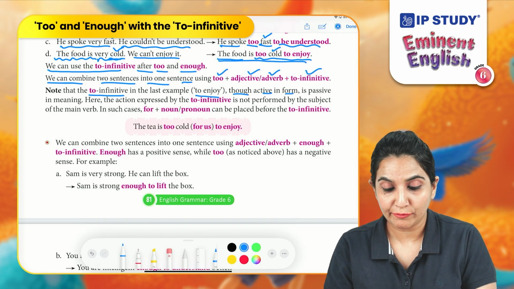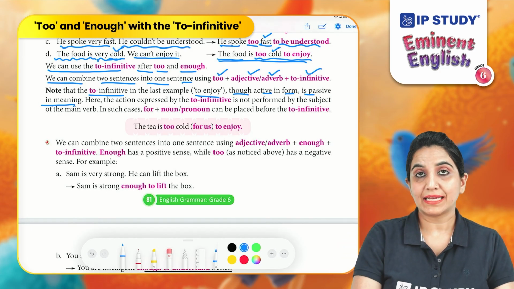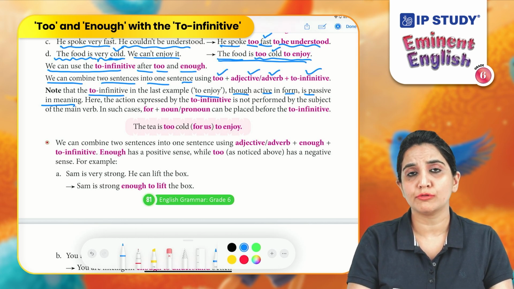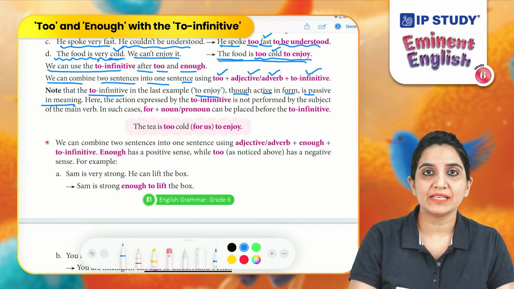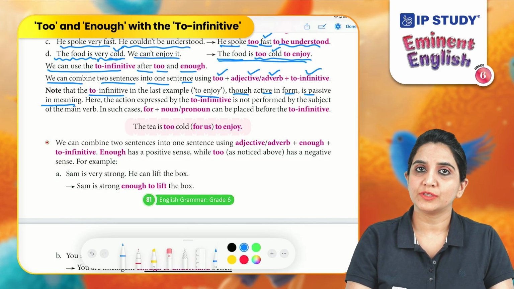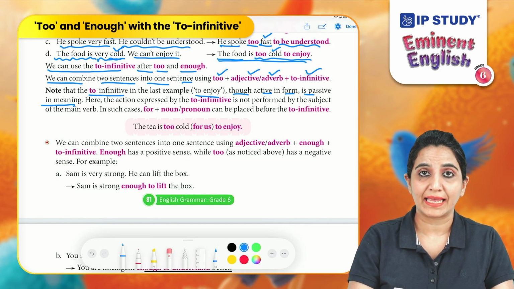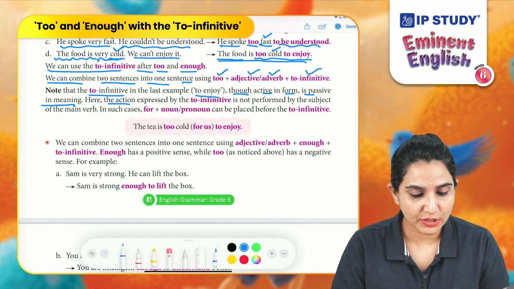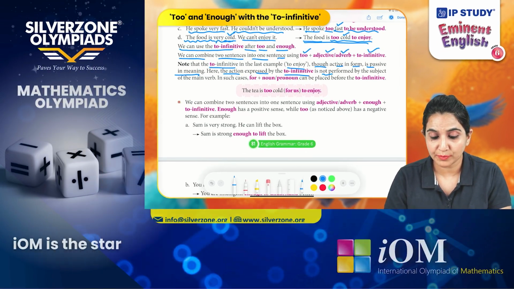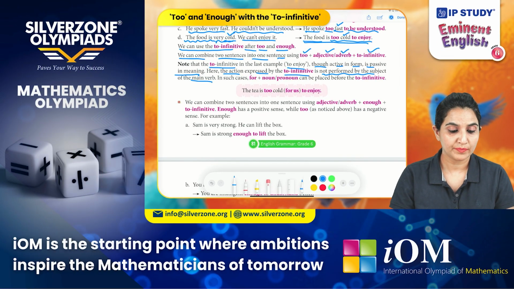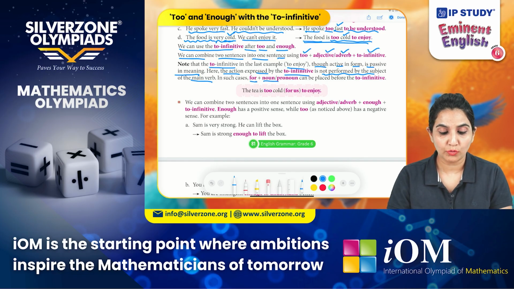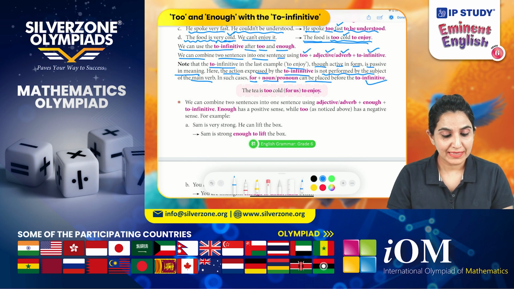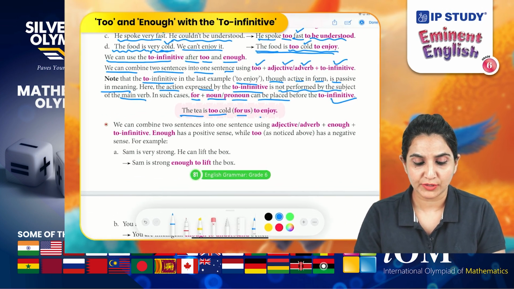Though active in form, it is passive in meaning. That means, although we have used it in an active voice, the food is too cold to enjoy, this is passive in meaning. What is cold? The food is cold. So this is passive in meaning, although it looks like active speech. Here the action expressed by the to infinitive is not performed by the subject of the main verb. In such cases, for and a noun or pronoun can be placed before the to infinitive. For example, the tea is too cold for us to enjoy.